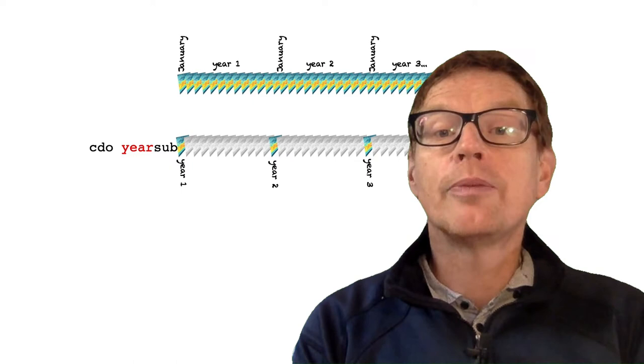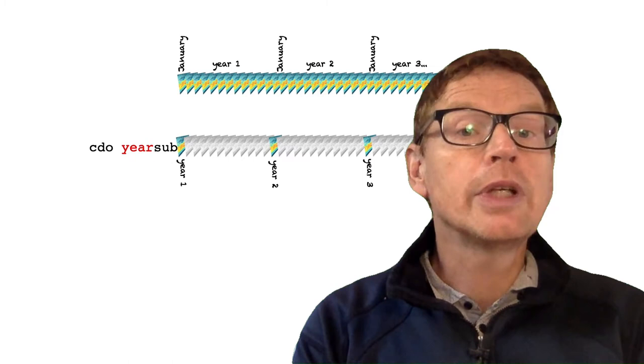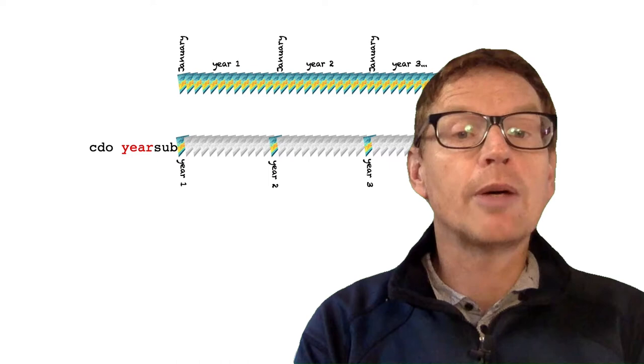And so we finally have a correct anomaly where the anomaly is with respect to each individual specific year. So we can do this on any timescale using daySub, monSub, or yearSub. So let's look at an example, shall we?